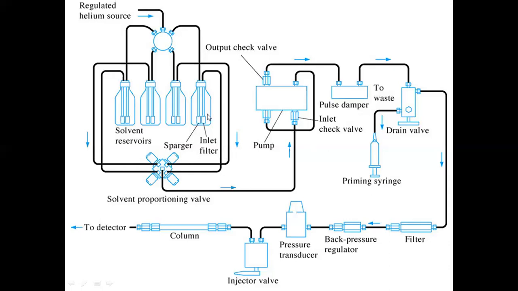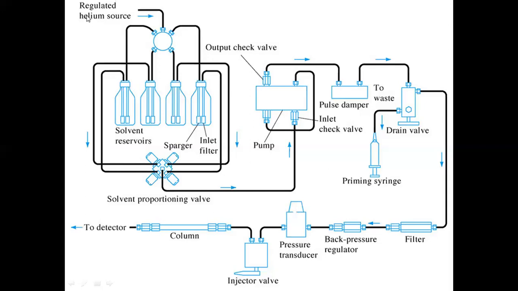Different proportions of mobile phases are going to be chosen, or a mixture of 4 different liquids is going to be chosen in order to get a single mobile phase. So this will be done by the solvent proportioning valve. This will be connected to a programmer, which can be regulated in order to choose the required volume of the individual liquids from the respective reservoirs.